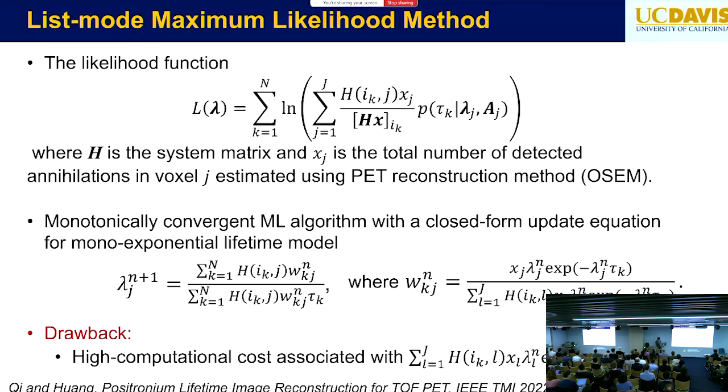The only drawback, so everything is beautiful in terms of maximum likelihood estimation, the drawback is the computation cost is very high. This calculation essentially involves the back projection for every event in terms of the system matrix. So that's another calculation, far more than the least-squares reconstruction in PET reconstruction.